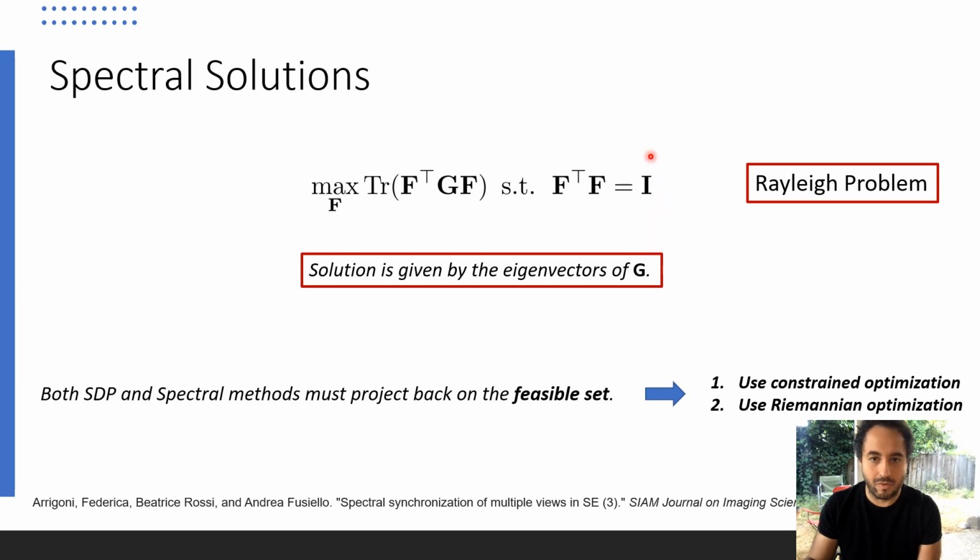Of course, we could have more constraints on F. Then in that case, this becomes a spectral relaxation, and then we have to project back onto the feasible set. So there are two ways to avoid this. One would be to use a constrained optimization, which is a difficult thing to do, of course, and the complexity rises. Or we could use a Riemannian optimization, which is unconstrained, but the steps are taken on a Riemannian manifold.